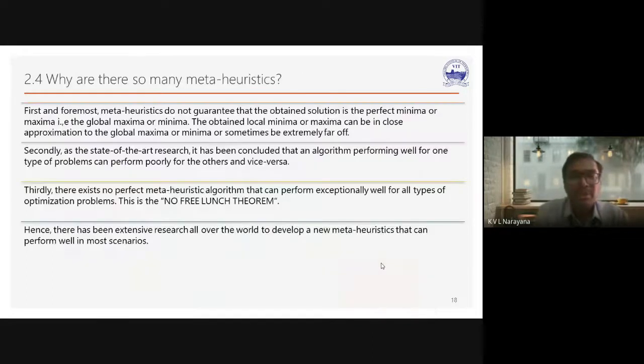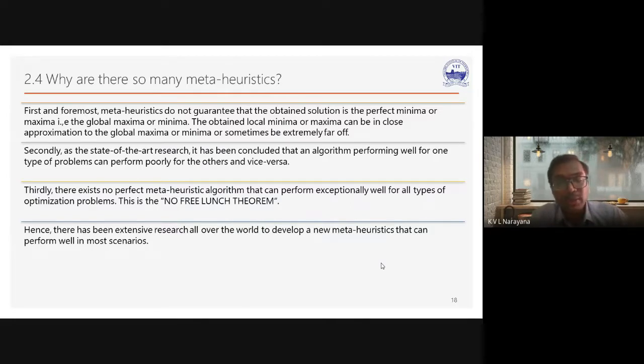So why do so many metaheuristic algorithms come into the picture? Many fancy names are being given by people, like the Jaya algorithm and the Tabu search algorithm. Basically, one metaheuristic algorithm cannot perform well for all problems. We have to keep that in mind. One metaheuristic algorithm cannot be used to solve all the problems. That is the no free lunch theorem. That's why people are researching various metaheuristic algorithms depending on the problem.